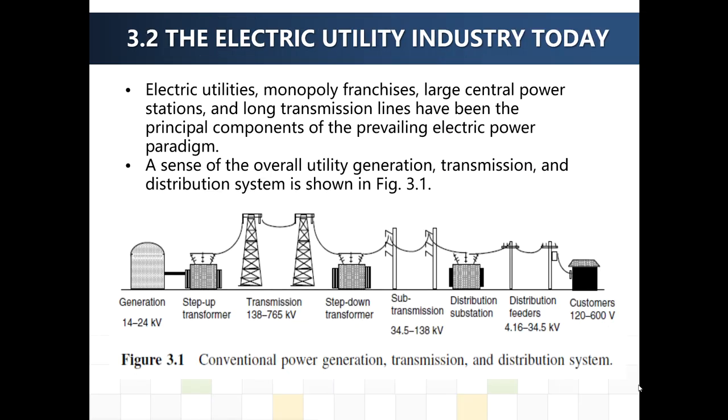Now let's talk about Section 3.2, the electric utility industry today. Electric utilities, monopoly franchises, large central power stations, and long transmission lines have been the principal components of the prevailing electric power paradigm. Figure 3.1 shows you the overall utility generation, transmission, and distribution system.